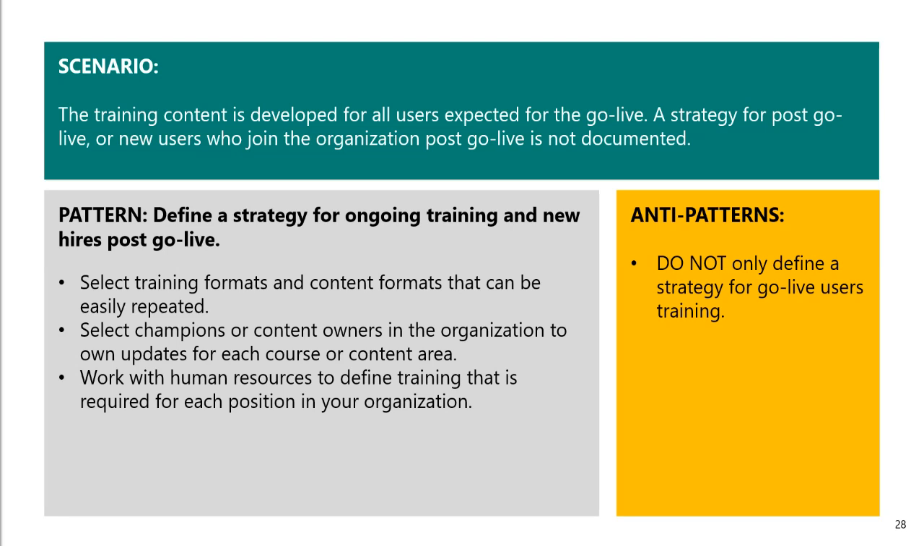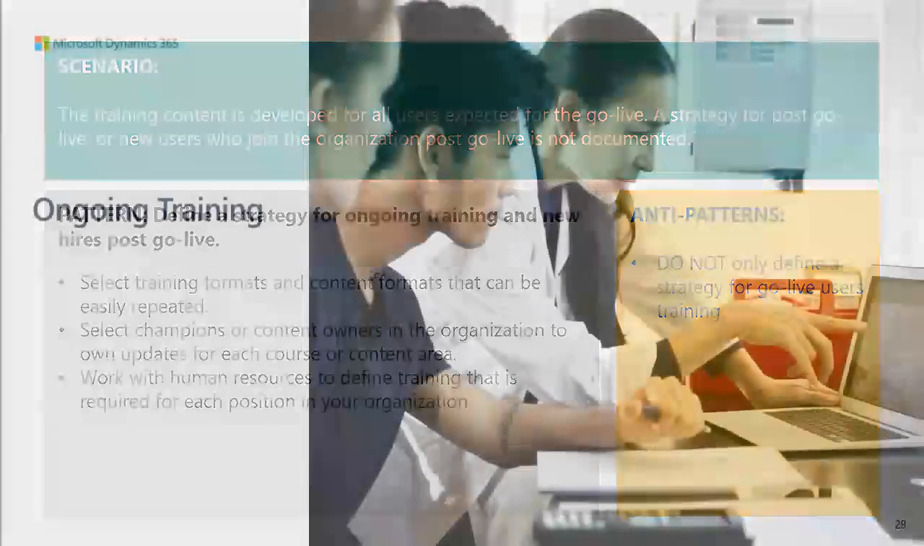So make sure that you're selecting training formats and content that can be easily repeated, especially in positions that have high attrition. Also, select some champions or content owners for the organization to own updates to each different course or content area, and work with your HR department to define the training that's required for each position in your organization. So when you do hire someone new, we know exactly what training they need to do. And from an anti-pattern standpoint, don't only define a strategy for your go live users.